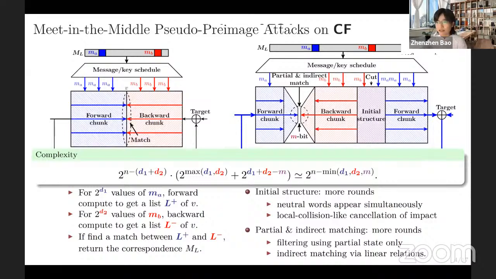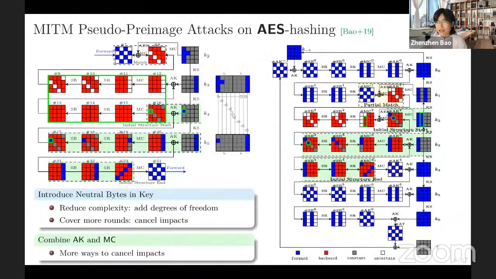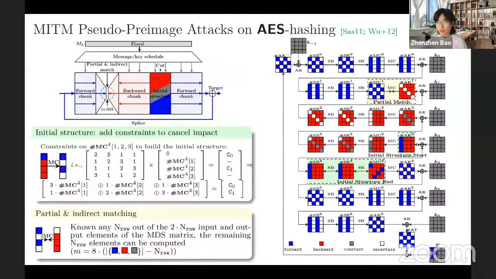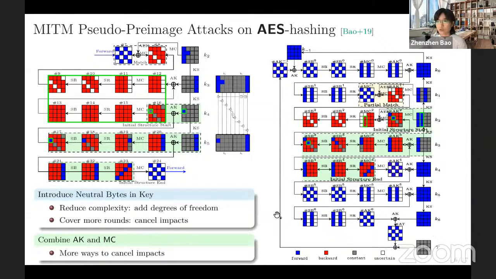In 2011, the meet-in-the-middle preimage attack was applied to AES hashing mode with the initial structure and the partial matching through MixColumns. The attack successfully penetrated 7 rounds of AES. In the attack, the neutral words are directly selected from the encryption state, while the key states are fixed. In 2019, it was shown that introducing neutral words in the key state is feasible and can provide more degrees of freedom and help to cancel impacts.